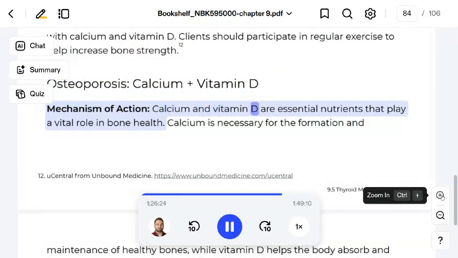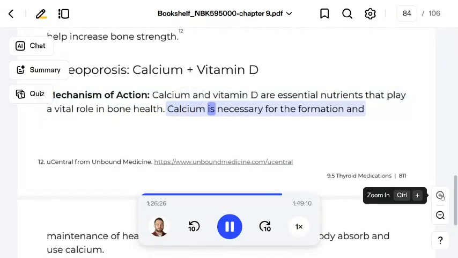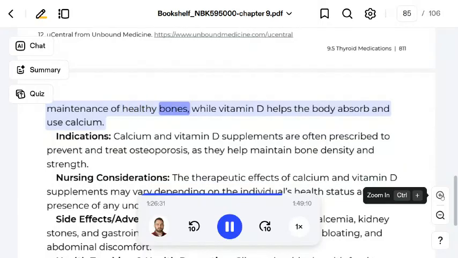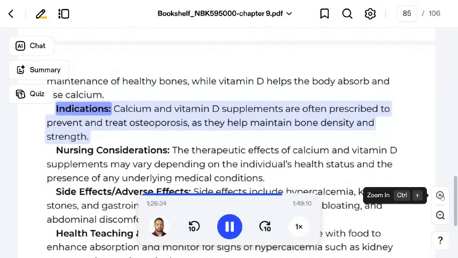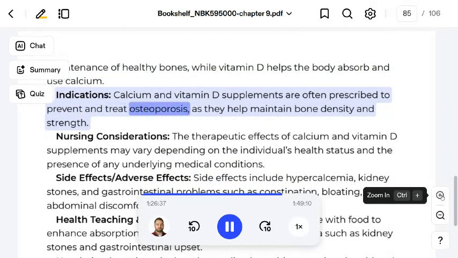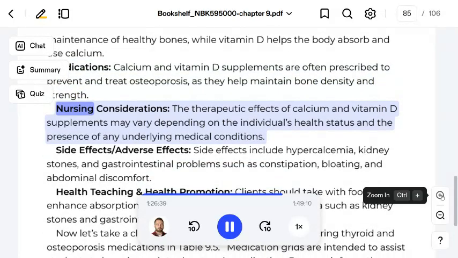Calcium and vitamin D are essential nutrients that play a vital role in bone health. Calcium is necessary for the formation and maintenance of healthy bones, while vitamin D helps the body absorb and use calcium. Indications: calcium and vitamin D supplements are often prescribed to prevent and treat osteoporosis as they help maintain bone density and strength. Nursing considerations.